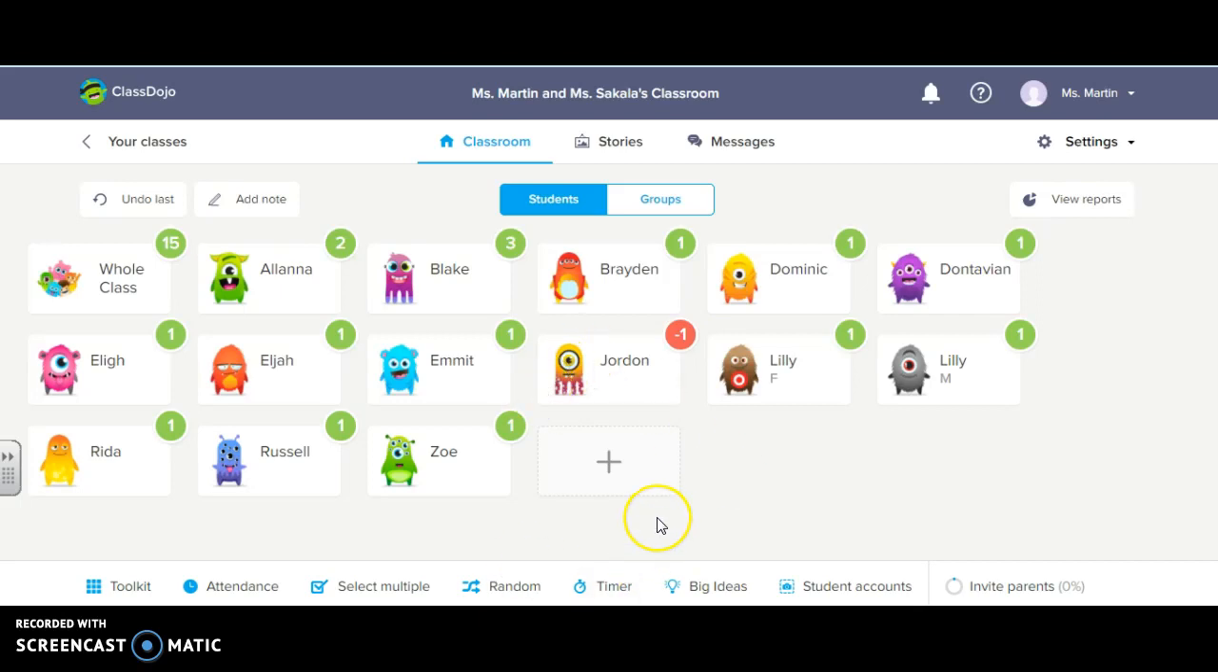So I would honestly say that anybody that would like to have a model that could help with behavior and positivity during the day, I think Class Dojo would be amazing for you.